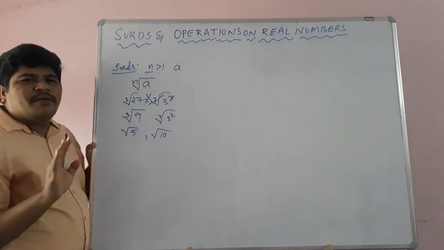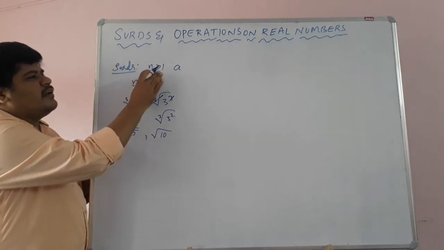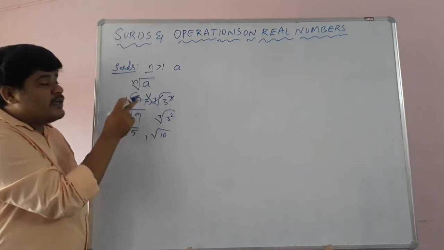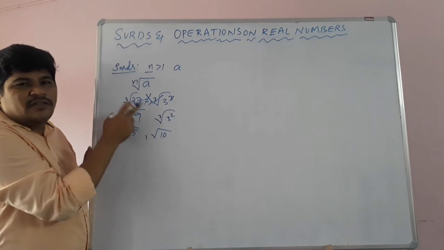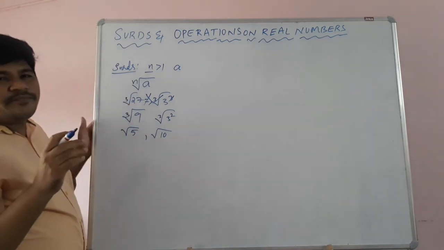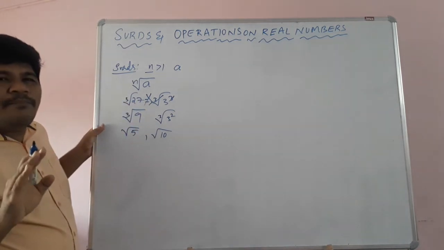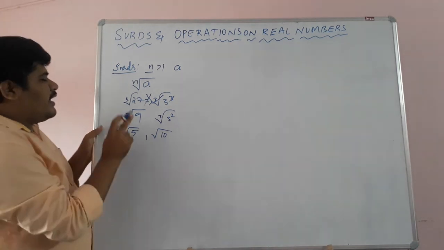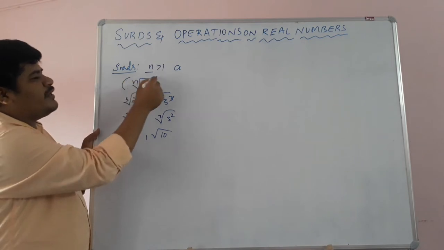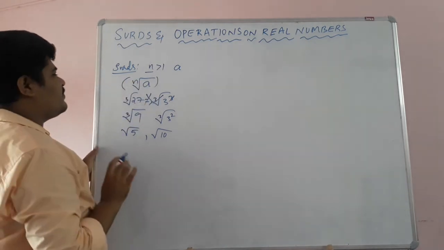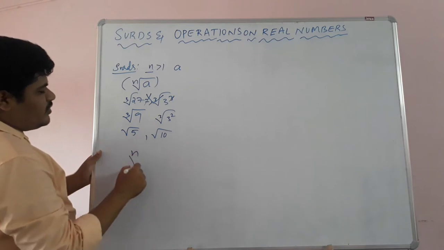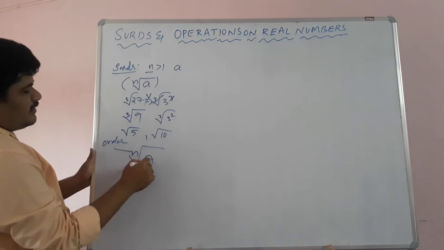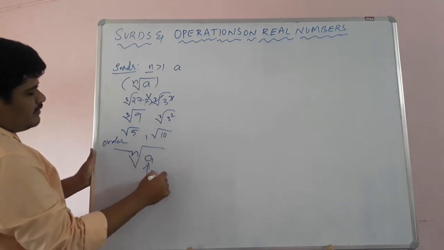If n is a positive integer greater than 1 and a is a positive rational number but not an nth power, it should not become an nth power. If it is equal to an nth power, that is not a surd. So a is a positive rational number but not the nth power of another rational number, then the nth root of a is said to be a surd of nth order. In the nth root of a, this n is called the order and this a is said to be the radicand.